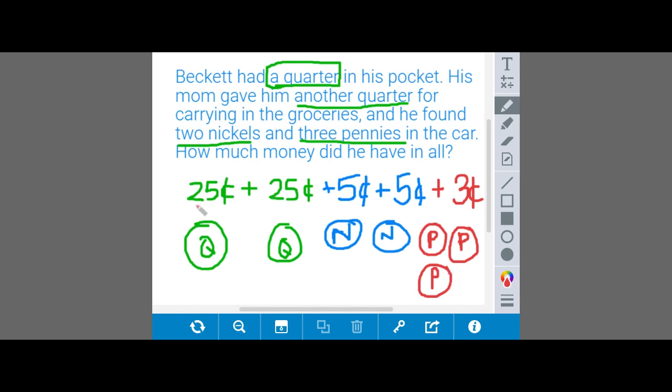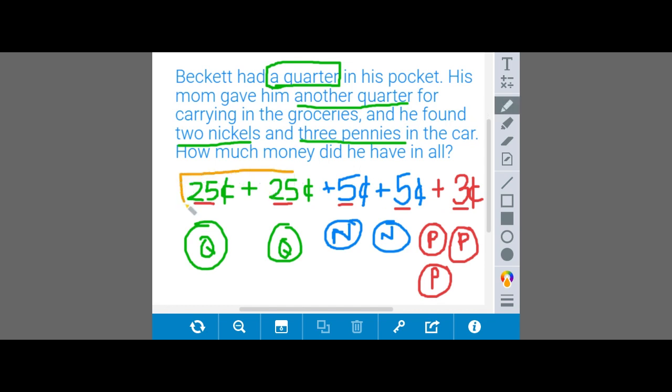So this is what the story tells me. Here's the quarter that Beckett had in his pocket. Here is the one mom gave him for carrying in the groceries. Here are the two nickels he found in the car and the three pennies that were in there as well. And now we want to count all of this up. So we want to add it all together. So let's try that. Let's begin by putting together our two quarters.